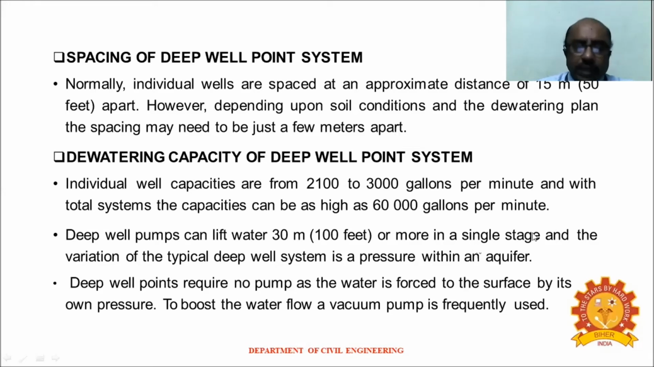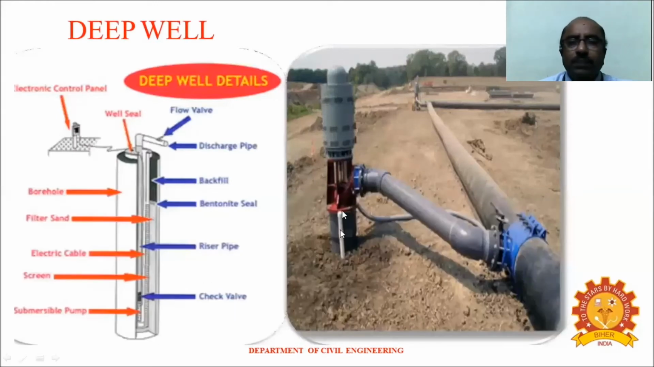So you can have a single stage pump within this aquifer. That is, in the aquifer, we have a continuous supply of water. And deep wells with artesian conditions require no pump, as the water is forced to the surface by its own pressure. So this is the advantage of this deep well system.